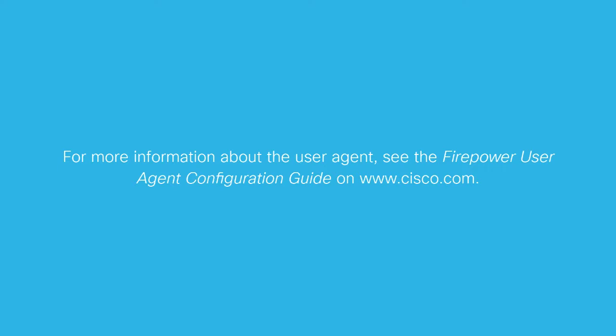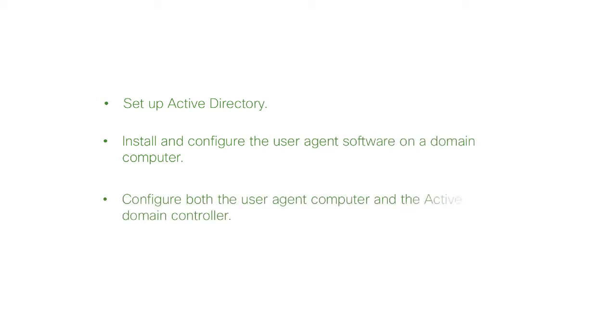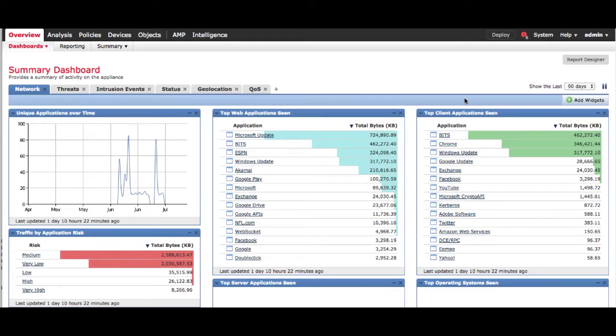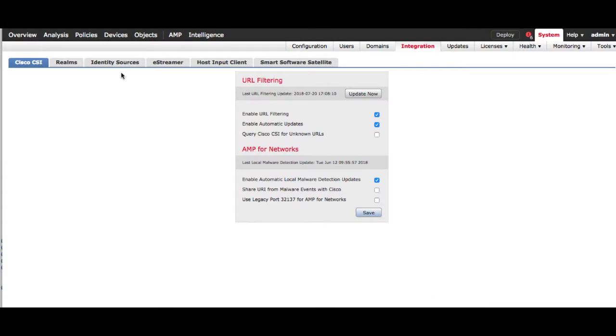This video walks you through setting up the user agent connection on the Firepower Management Center and viewing user activity. Before you follow the steps in this video, you must set up Active Directory, install and configure the user agent software on a domain computer, configure both the user agent computer and the Active Directory domain controller, allow a connection from the user agent by entering it as a user source, log into the Firepower Management Center and click System, Integration, Identity Sources.